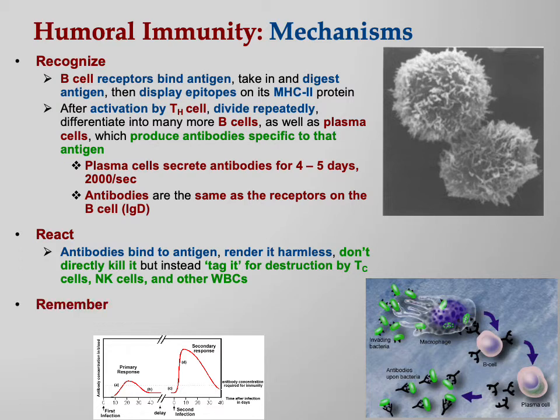And then they also remember, so some of the B cells will get cloned into B memory cells. So you have both T memory cells and B memory cells, long-lived cells that are going to make sure that if you ever get invaded by that same thing again, it's not going to even have a chance, okay?